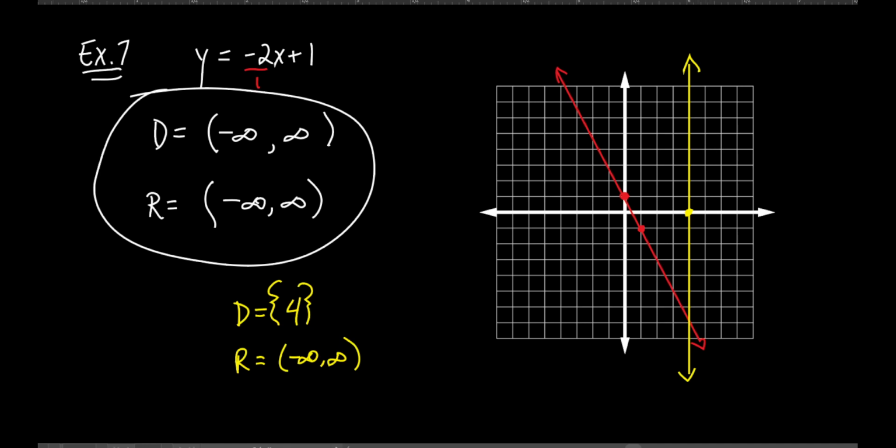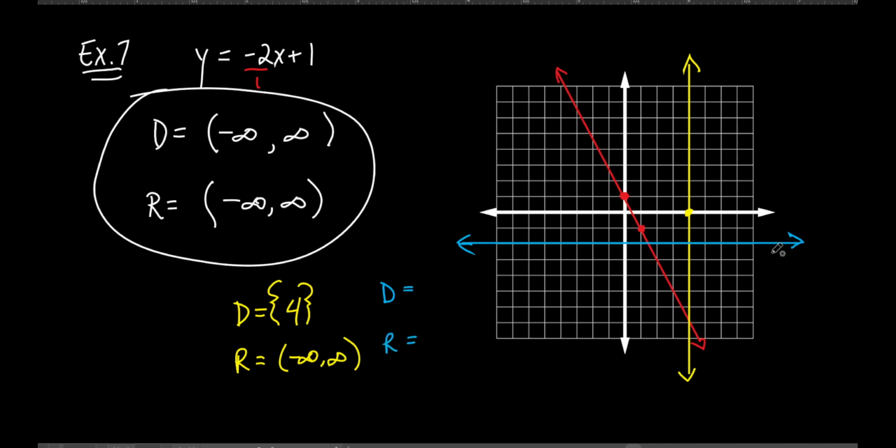What am I going to do next? Do a horizontal line. I did vertical. I'm going to do horizontal. But you saw that. So what's the domain and range of the blue one?